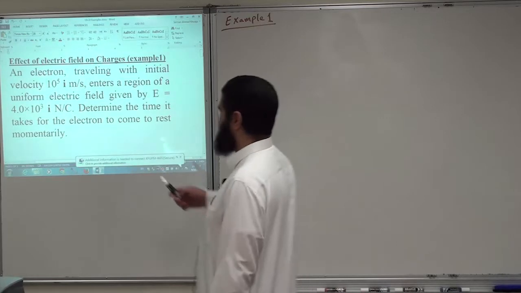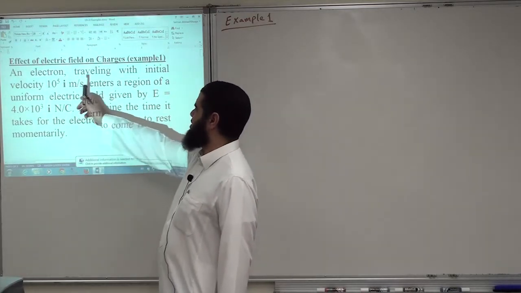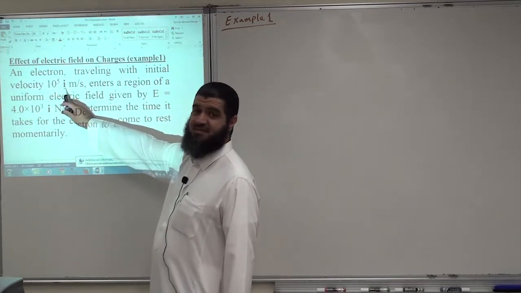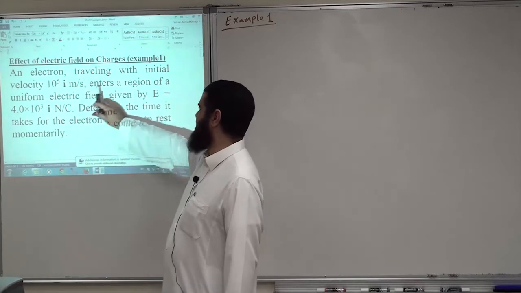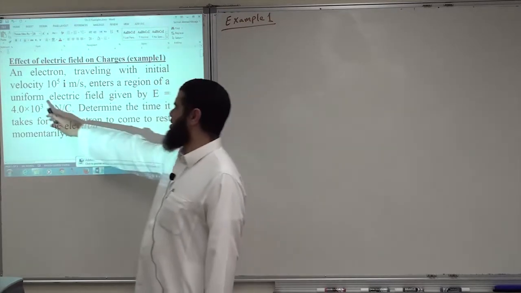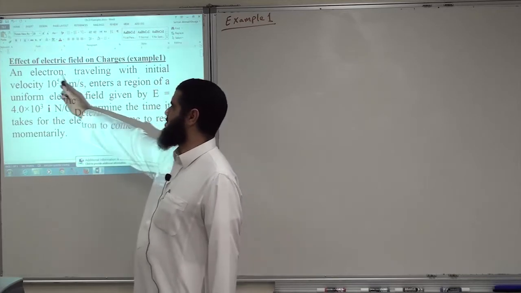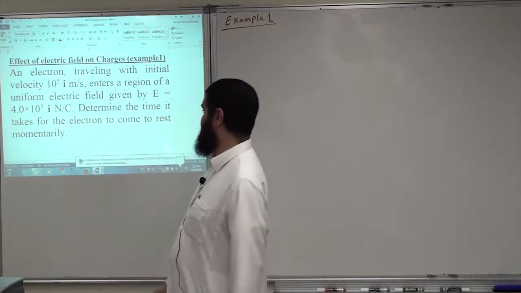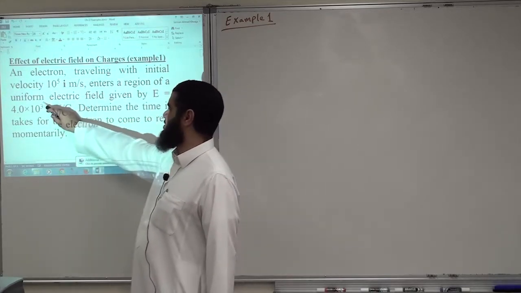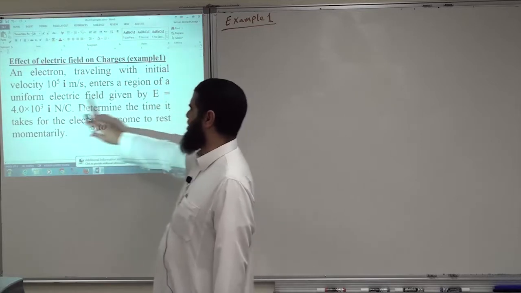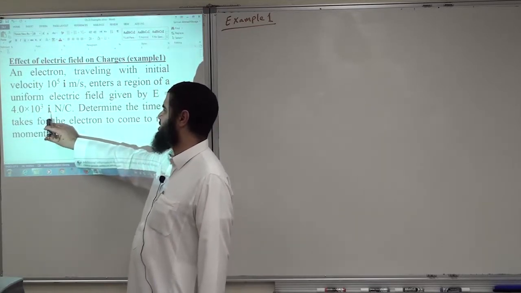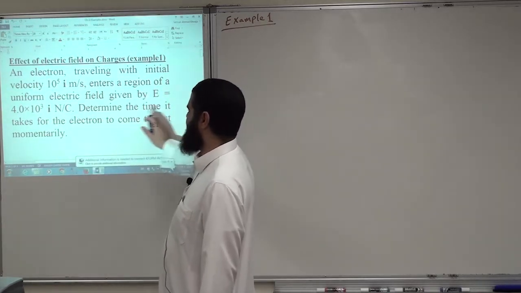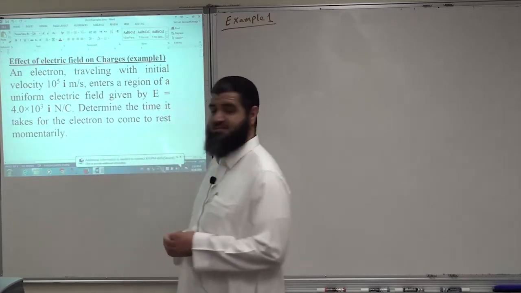Now we will discuss a few examples on the effect of electric field on charges. This question, which is an old exam problem, says an electron traveling with an initial velocity of 10 to the power 5 meters per second in the positive x direction enters a region of uniform electric field, given by E equals 4 times 10 to the power 3 in the positive x direction also. Determine the time it takes for the electron to come to rest momentarily.